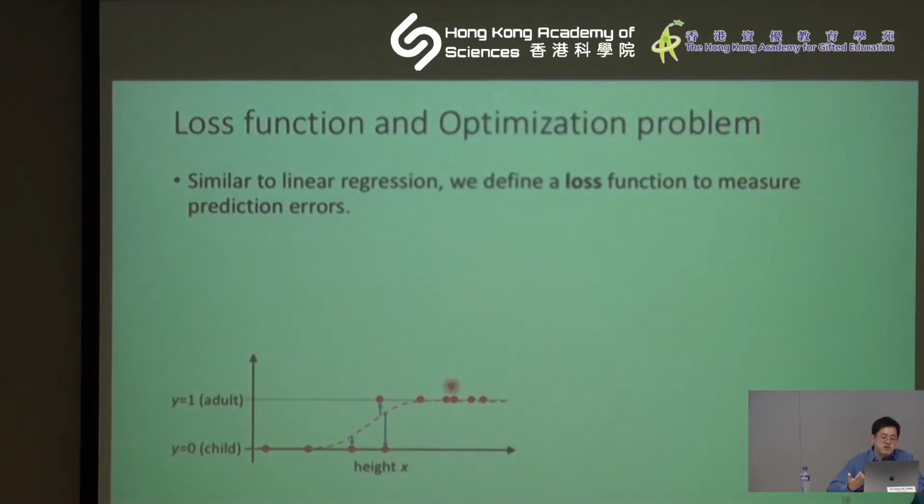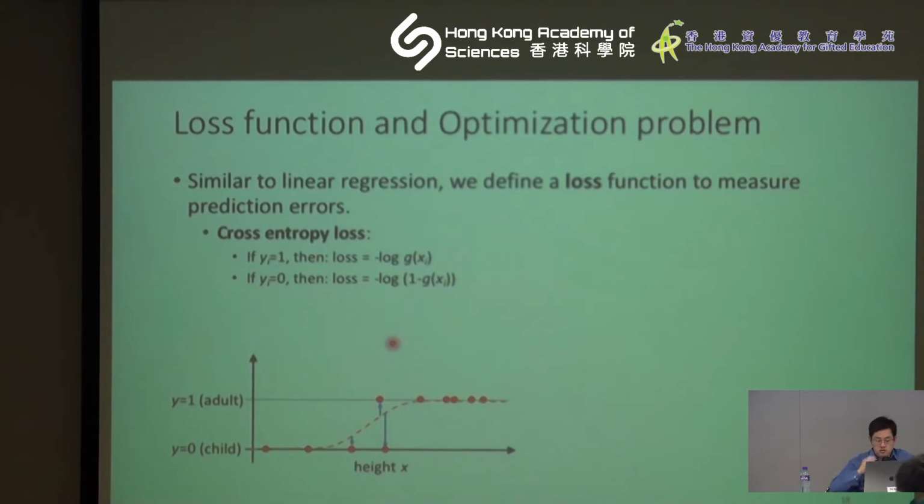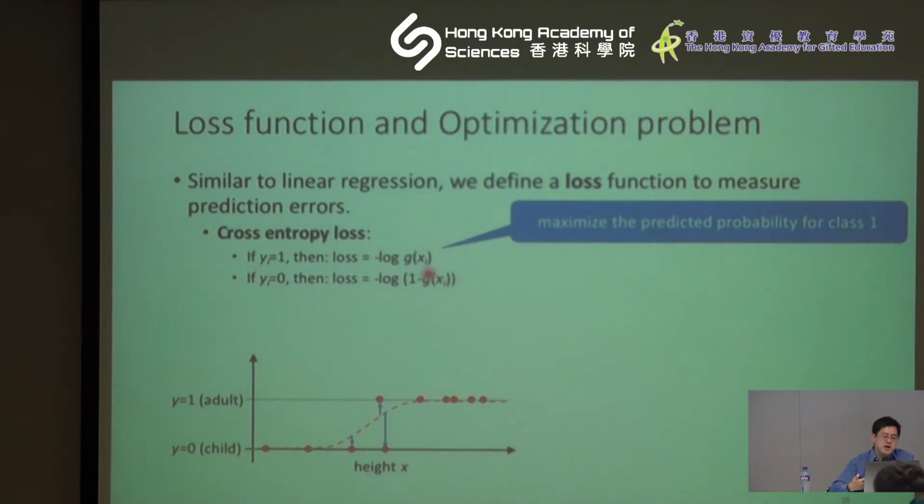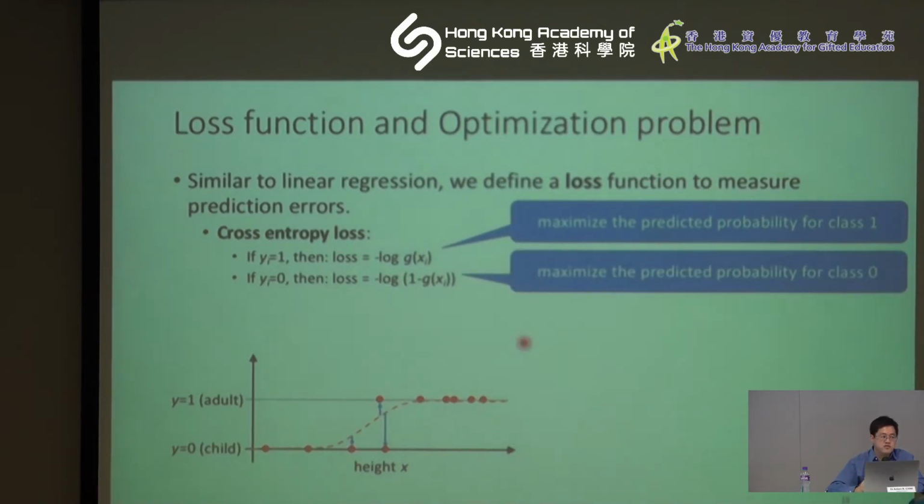Similar to regression, we'll also define a loss function to measure these prediction errors. Here is a possible sigmoid function, and the difference between the orange line and the red dot is the prediction error. In this case, we use something called a cross-entropy loss. When the class is 1, the loss is minus log of the sigmoid. This just means that we want to maximize the probability of class 1 from the function. That means we want to raise this orange line up to y equals 1. When y equals 0, the loss is basically minus log of the probability of class 0. That means we want to maximize the probability for class 0, so we want to pull the orange line towards this red dot.